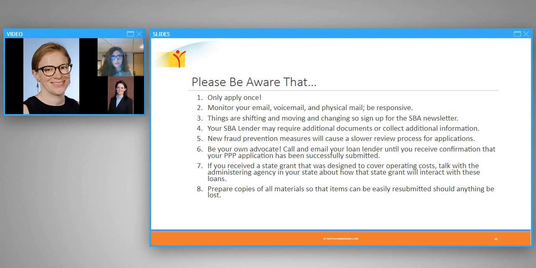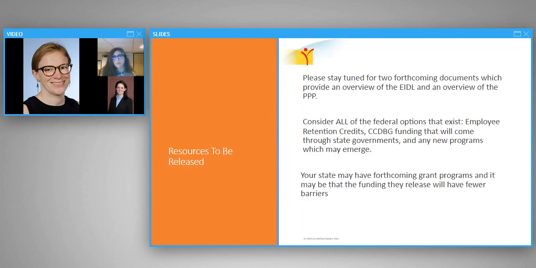And then lastly, we want you to be aware of any state grants and how they might impact your operating costs and your future funding opportunities. If your state released a fund or a grant that you applied for and received related to the COVID-19 pandemic, you'll want to be in contact with whichever agency in your state administered that grant or that funding opportunity, so you can understand how all of these various financial resources might interact with each other and might impact taxes, etc. And of course, keep copies of all your materials so that if anything should be lost, or if there's a new round of funding and you need all the same documents again, you've already got them compiled.